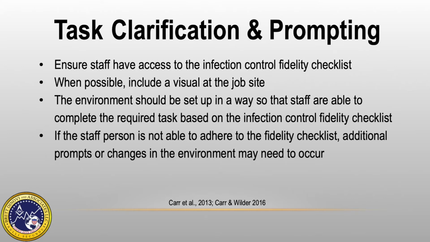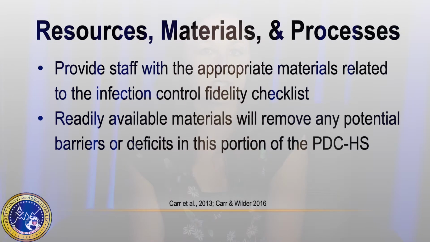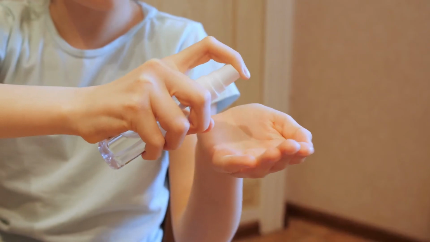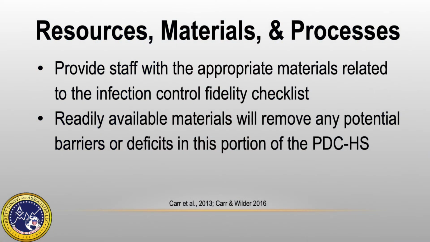With regards to the next section of the PDC-HS on resources, materials, and processes, staff should be provided with the appropriate materials related to the infection control fidelity checklist. Masks can be supplied, as well as individual hand sanitizers. If any other materials are required, the supervisor should make sure they are available to all staff. Readily available materials will remove any potential barriers or deficits in this portion of the PDC-HS.